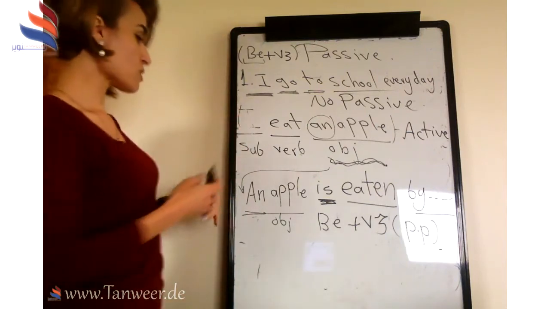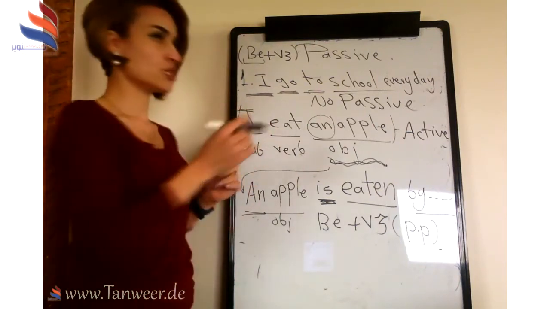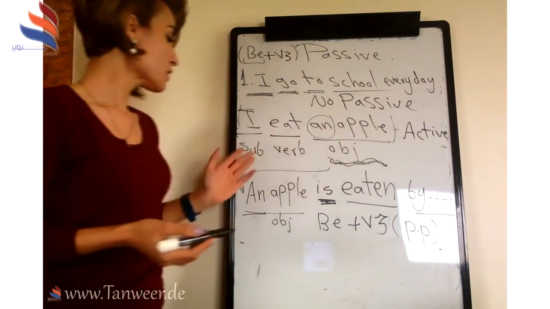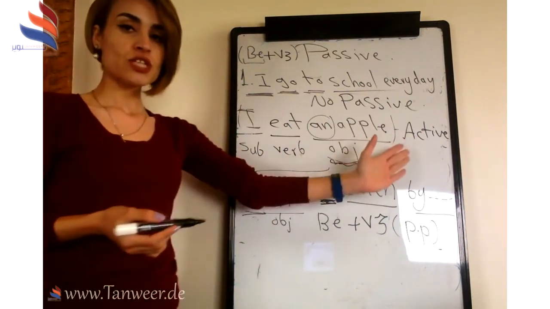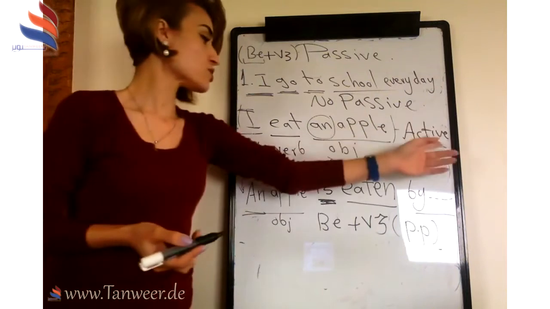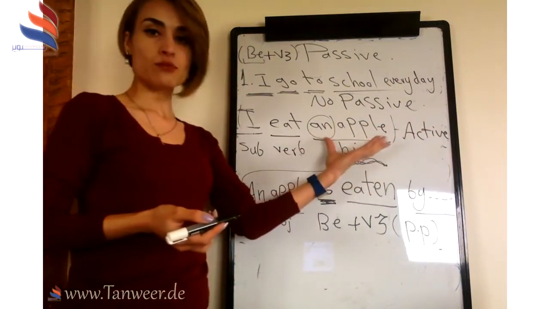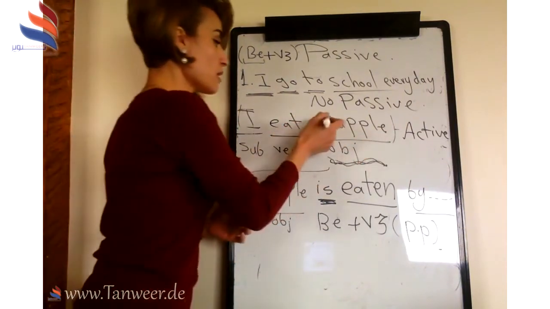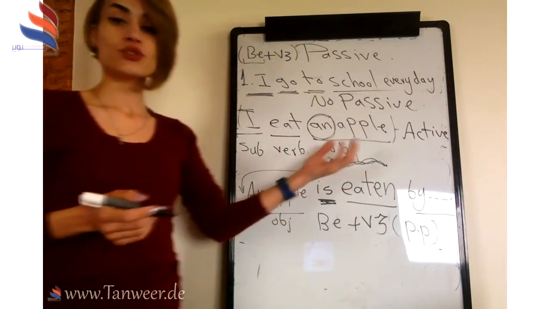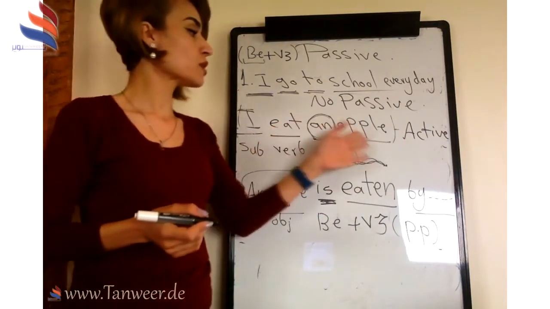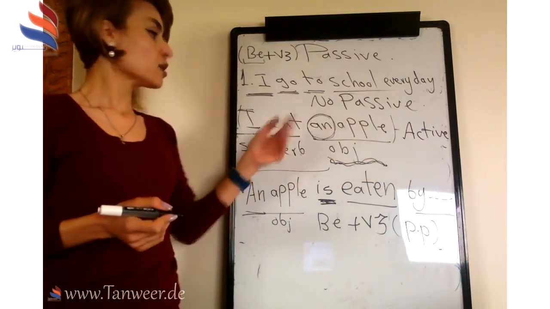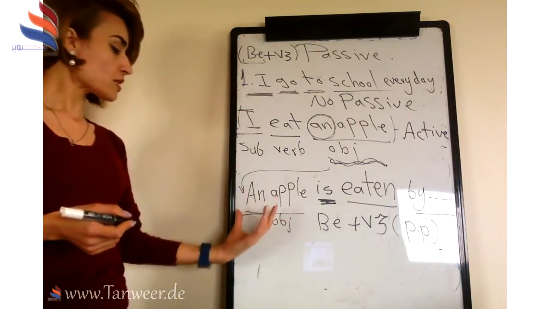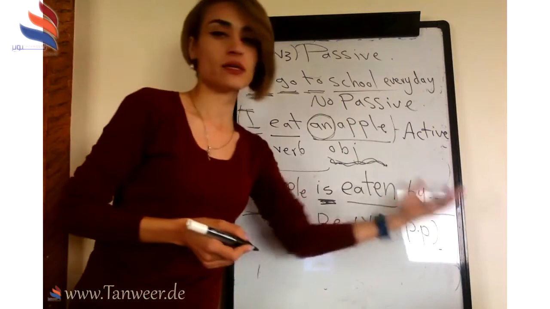The active sentence starts with a subject, which is I, we, he, she. It could be a noun, pronoun, whatever. I eat an apple: active, subject, verb, object, okay? To change it from active into passive, I need to take the object and put it in the beginning of the sentence. If it has an article, I need to move the article also, like an apple, some apples, no apples. And we put it in the beginning of the sentence to start like this. An apple is eaten by.